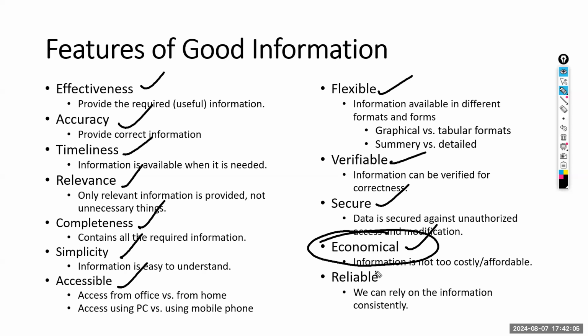Good information is reliable. Reliable means you can trust it. You can trust that always the system is available. You can trust that the accuracy is always there, not sometimes accurate. Because if it is not reliable, people will not use it. If it is not economical, people will not use it. If it is not secure, people will not use it. So likewise, we want to produce good information systems having these features so that people use it.